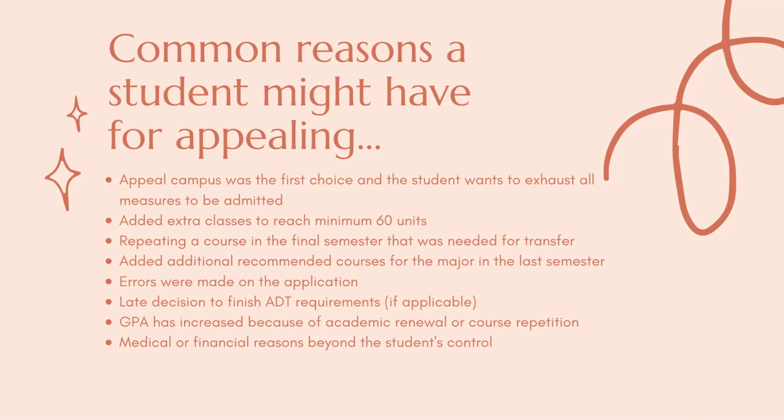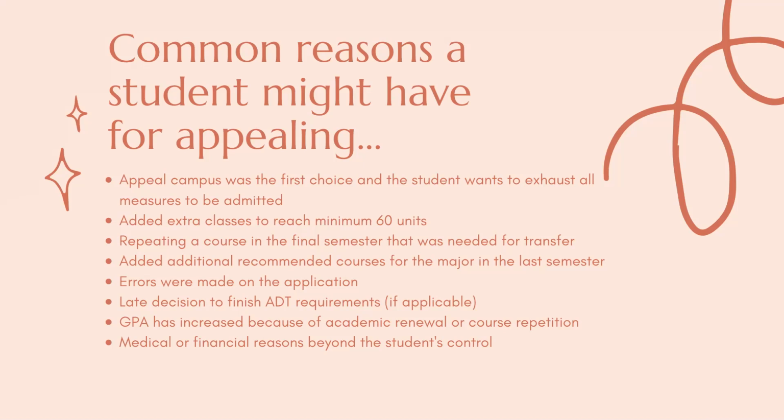Sometimes a student will repeat a course in the final semester that was needed for transfer. So let's say a student had on their application to Long Beach that they were going to do business calculus in fall and then take 15 more units in spring. But in fall, the student ended up not being able to complete business calculus. Long Beach might send them a denial letter, but if the student was able to re-enroll in business calculus and they're doing well in the class, then that's a good time to also consider doing an appeal, because you're able to repeat that class and you're completing the courses that they asked for transfer admission.